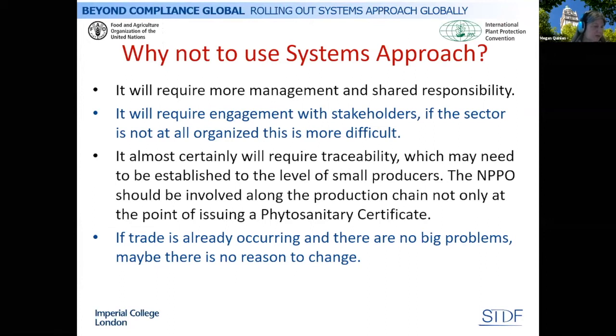But the other thing is, if you're already having trade and it's going fine and there's no problems, then there's no particular reason to change. So that's, again, these are my opinions, but like anything, systems approach is an option. It's not the only way to trade.